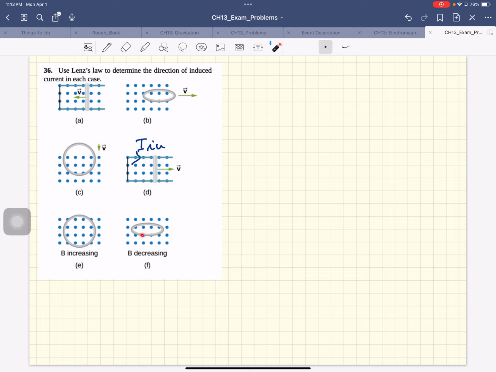In this one, the field is coming out and the plane of the ring is parallel to the magnetic field. So there's no induced current there. In this case, B is decreasing, so you have to produce a field coming out of the paper. So the induced current will be like that.